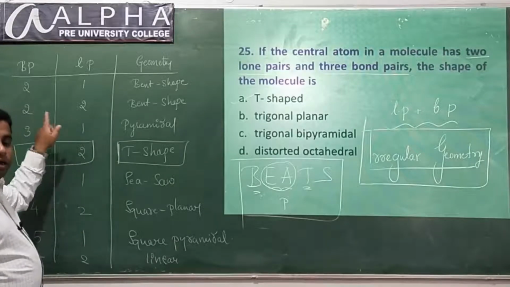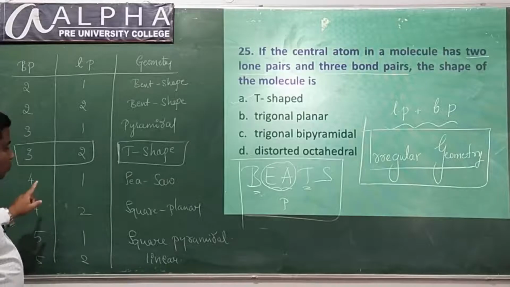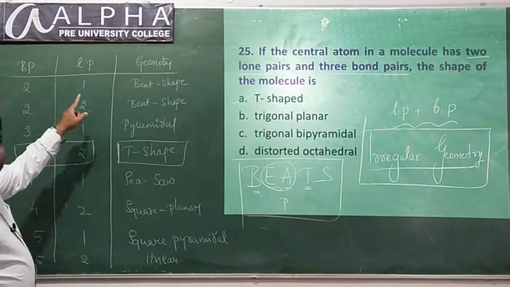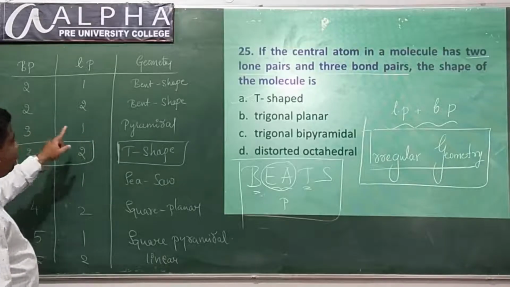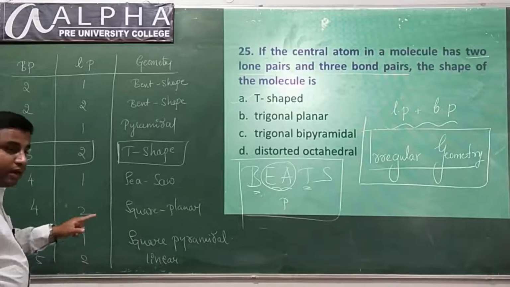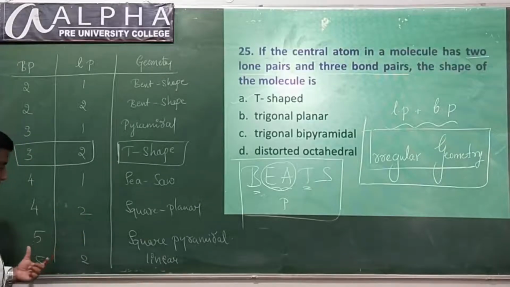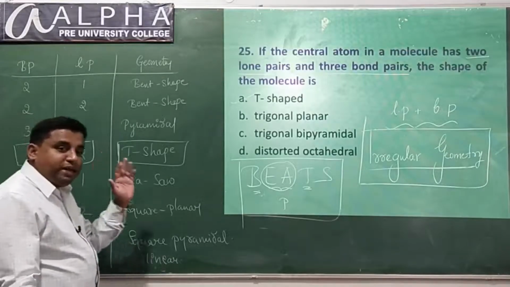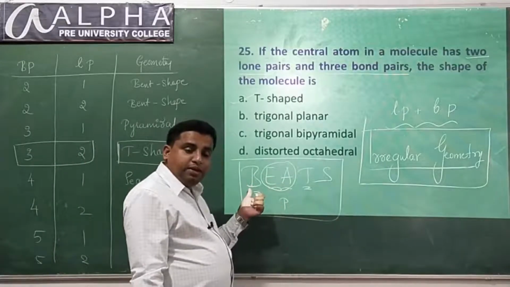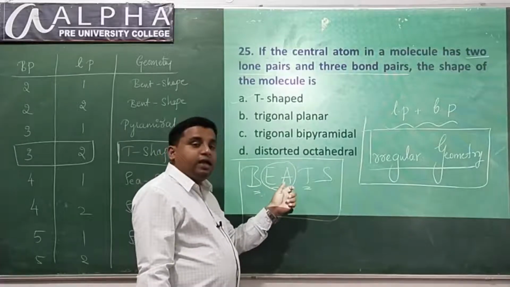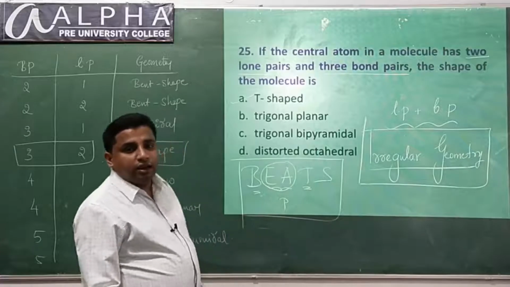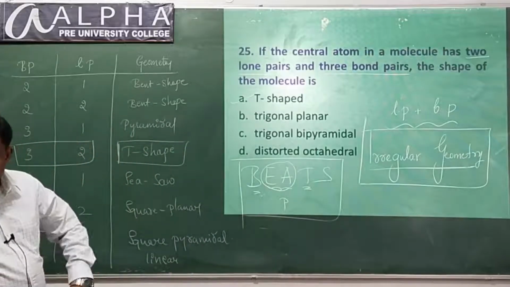2 1, 2 2, 3 1, 3 2, 4 1, 4 2, 5 1, 5 2. 2 1 bent shape, 2 2 bent shape, 3 1 pyramidal, 3 2 T shape, 4 1 seesaw, 4 2 square planar, 5 1 square pyramidal, 5 2 linear. Yes, BEATS, B-E-A-T-S, replace EA with P. B means bent, pyramidal, T shape, seesaw, square planar, square pyramidal, for irregular geometry. Yes. Next question.